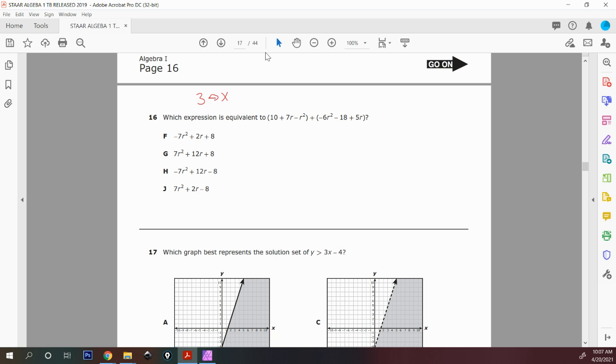Or it's just an addition problem we can add. So I'm going to add 10 plus negative 18. That makes negative 8. So you can see this one has a positive 8, and so does that one. So it's got to be one of these two. All right, 7R plus 5R makes positive 12R. Well, that's got 2R. So that one has to be the answer. If I go ahead and add these two, I get negative 7R squared.